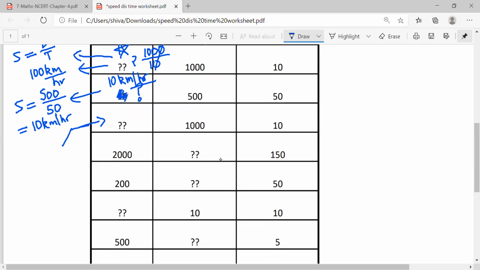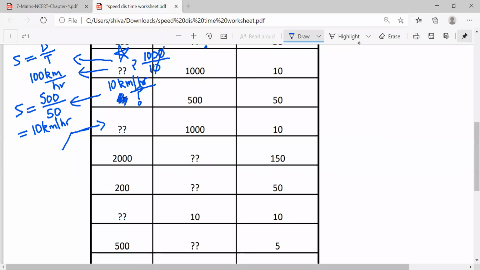So what is the answer for this here? What is the speed here? 100 kilometers per hour. Shabash. So 1,000 kilometers. This is our kilometer. This is our hour. This is our kilometer per hour. So 1,000 upon 10. This is hour. So 100 kilometer per hour. Shabash. Very nice. Sorry, 100 kilometer per hour. Okay, very nice.